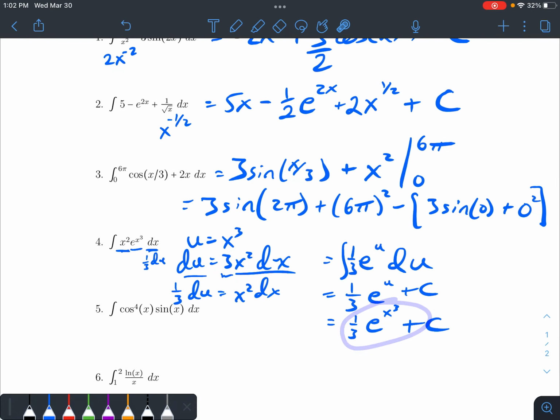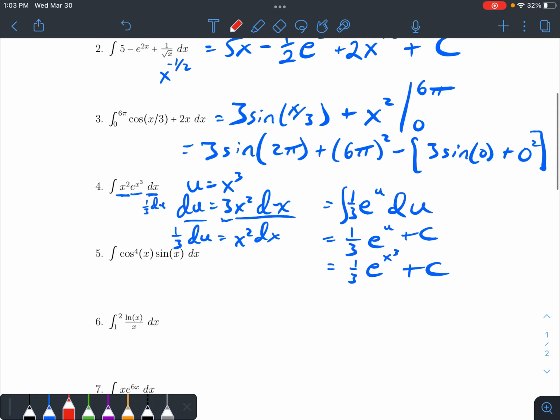And then you could check that this is the right antiderivative by just taking the derivative of this. So the derivative of 1/3 e to the x cubed is just 1/3 e to the x cubed times the derivative of x cubed, which is 3x squared. And so the 3's cancel out, and then you have x squared e to the x cubed, which is what we wanted.